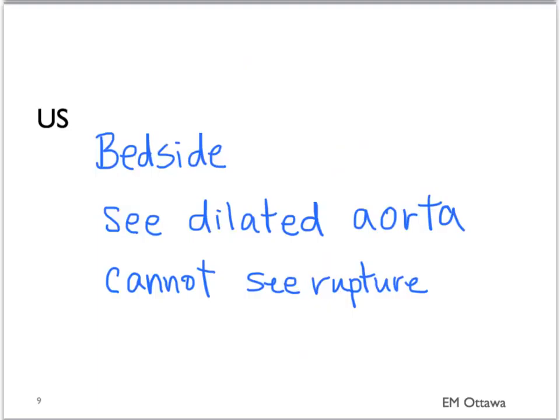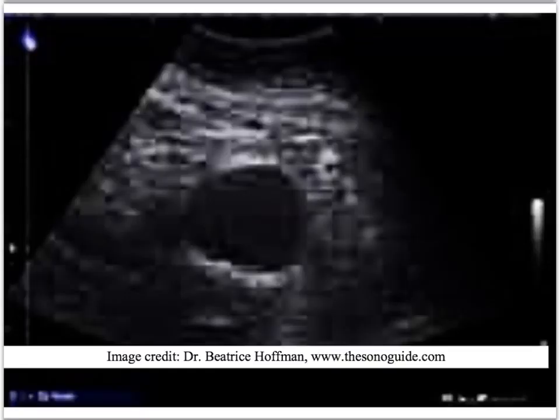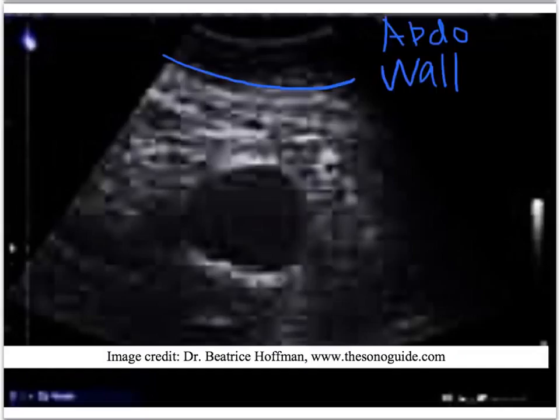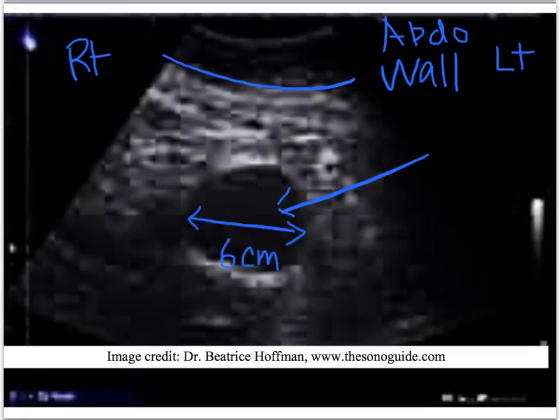On an ultrasound, a AAA will look like this. This is an ultrasound still image of a transverse look at the aorta. This is the abdominal wall, and patient's right and left as shown. This black circle here represents a AAA. When measured, the diameter is about 6 cm.